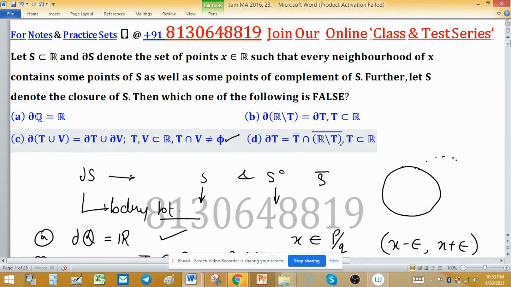And you can also find whether statement D is true or false. But once we have checked, once a statement is false, the question is saying only one statement is false, so you can leave checking option D also.